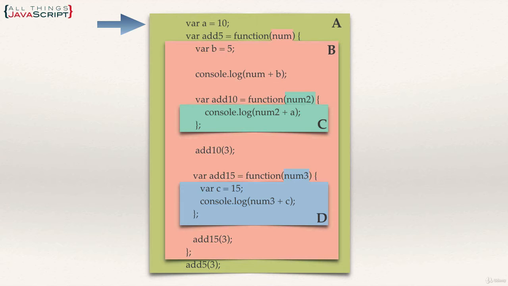Now let's walk through the code and see how the scope affects what happens. So first off, the arrow is pointing to our first executable statement, which is simply defining a variable A and assigning the number 10 to it. The next executable statement is the calling of the add5 function, and we pass in a number 3. So we go to the add5 function.